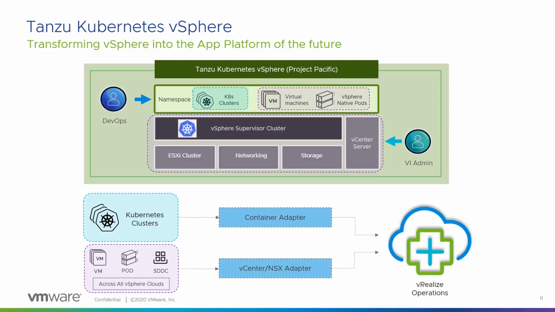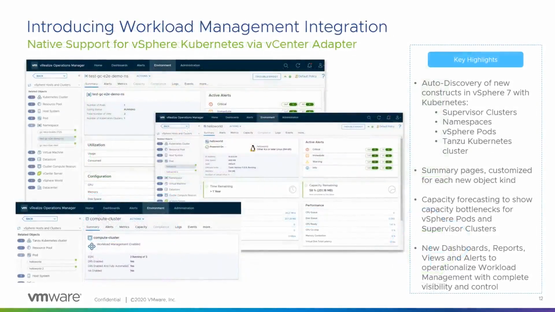Now in vRealize Operations 8.1, all of these constructs are natively available. So you'll be able to see all of your supervisor clusters, your namespaces, your vSphere pods, and your Tanzu Kubernetes clusters, all within vRealize Operations. And through the vCenter adapter, all of these objects are automatically detected. So there's really nothing for you to have to configure to be able to start using this. And all of these new constructs have their own summary pages, so we're giving you a lot of information about them. You'll get the benefits of the traditional infrastructure, like being able to do capacity planning and troubleshooting and monitoring the performance of these.